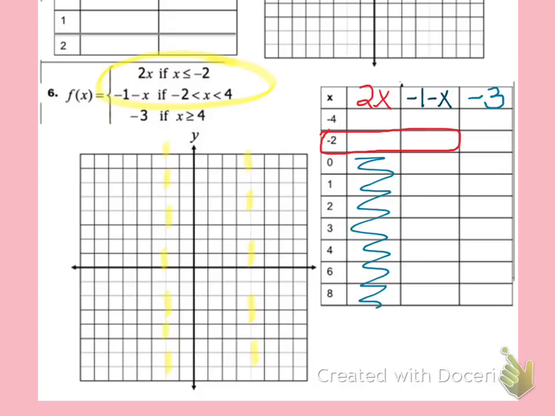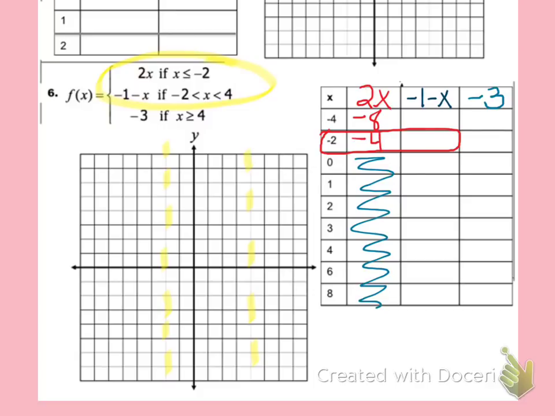So I'm going to plug in -4. I could plug in -3, -2. I could plug in things less than -4. But I get a pretty good sampling of points if I just plug in -4 and -2 since it's a line. So plugging in -4 would give me an output of -8 because -4 times 2 is -8. Substituting in -2 would give me -4. And now I have the points that I need to graph this.